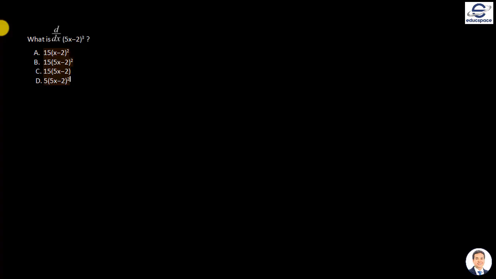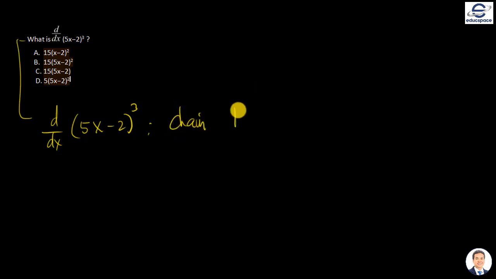What is the derivative of (5x - 2)^3? Alright, so again, we are asked to get the derivative of this equation, (5x - 2)^3. So I'm going to solve this using, again, the chain rule.